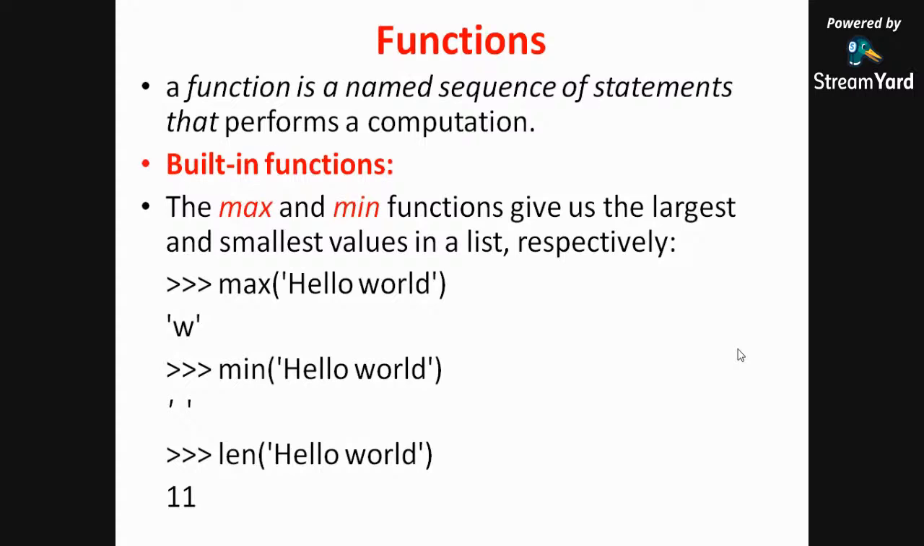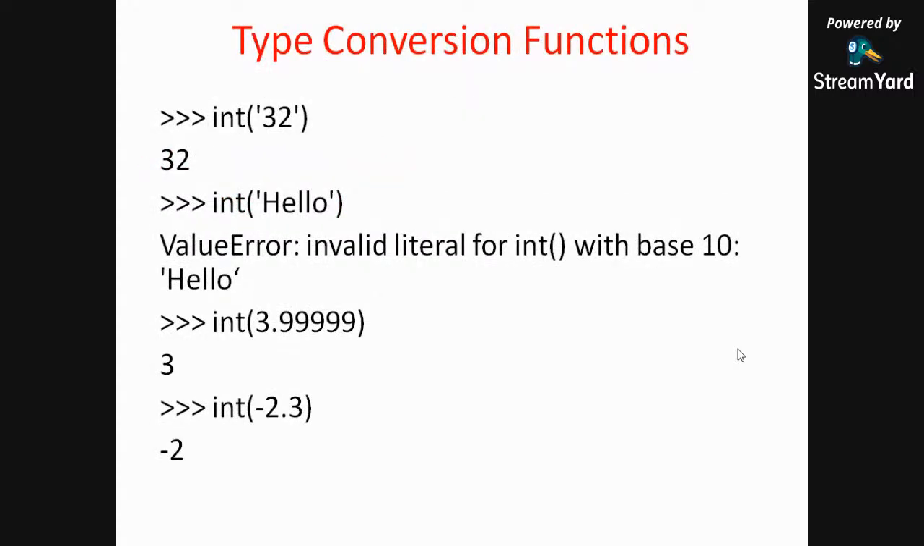So like this we can use the max and min functions, and we have some type conversion functions, which we already used in our previous programs. Int of "32": the string 32 will be converted into integer type. If you say int of "hello", it cannot do that and gives an error, because a string like that cannot be converted. A number, if you read it as a string, can be converted into a number. Int of 3.9999 converts this floating point value into an integer.